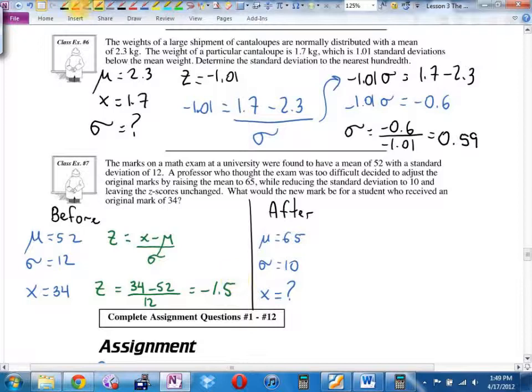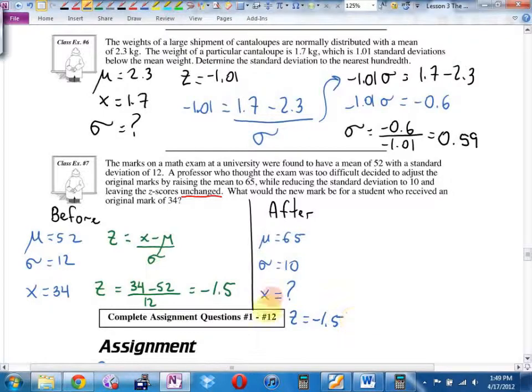Now, Raylan, you notice it says he wants to leave the z-score unchanged. You know what that means? It means he wants the new z-score also to be negative 1.5. He doesn't want to change how the kid compares to the other students. He wants to move the whole class around fairly. Does that make sense? Okay.